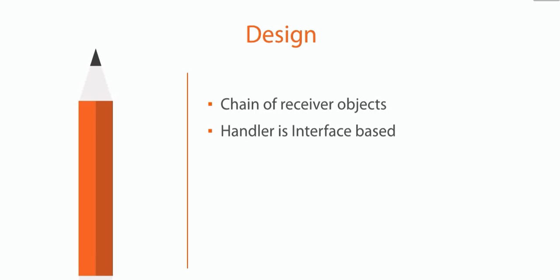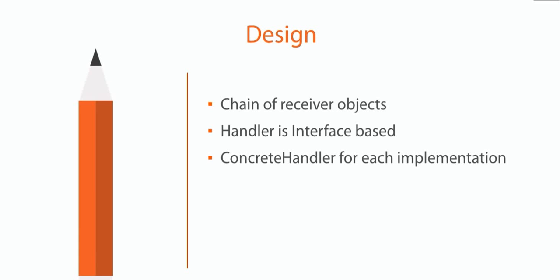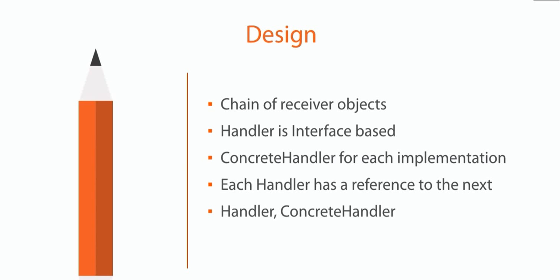The design of the chain of responsibility has a chain of receiver objects. This can be implemented in a number of ways, but some basic form of a list is typically the most common. Each handler is based off of a main interface that defines the contract between each chain link. There is a concrete handler for each receiver or implementation that will interpret a request. In building the chain, each handler has a reference to its successor or the next link in the chain. The pieces of the UML diagram are a handler and a concrete handler, and then its successor.